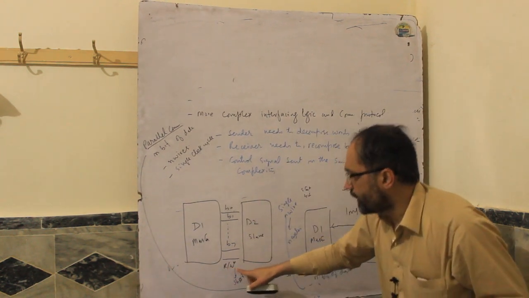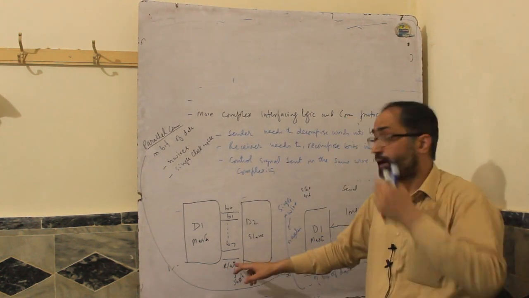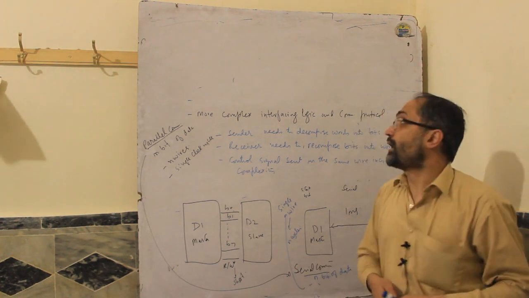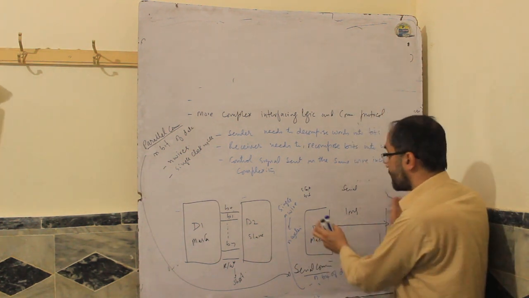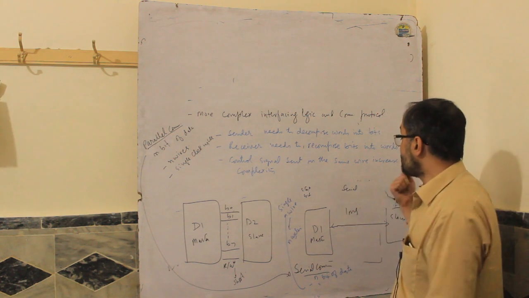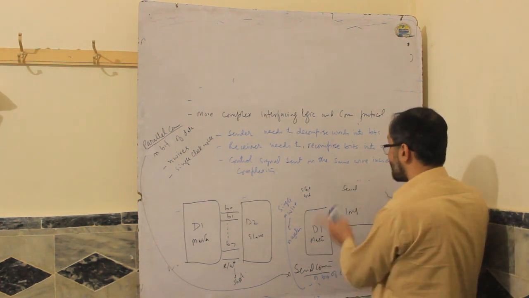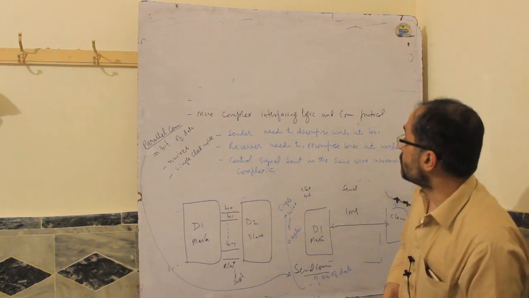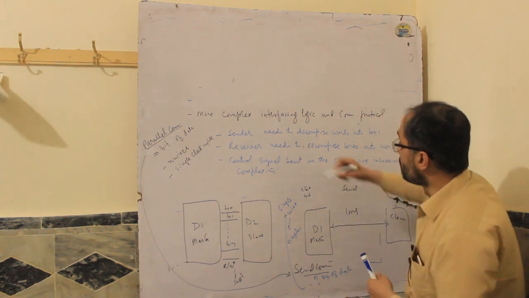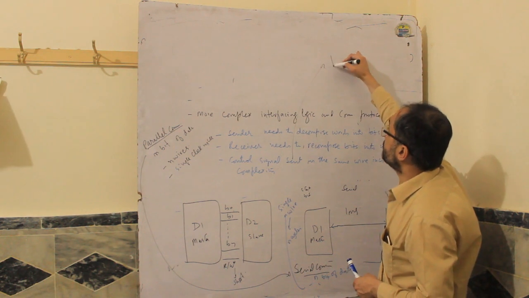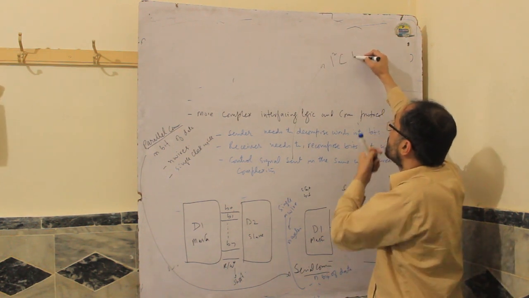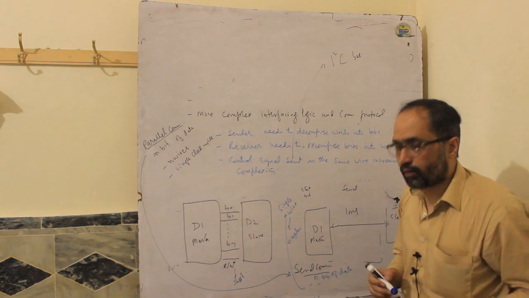So it means that if the read-write bar signal is 1, it's a read operation, and if read-write bar is 0, it means it's a write operation. But in serial communication, there is only a single wire. When there is a single wire, you also have to send the same control signal on the same wire. So in this case, the controller will become more complex. We will study this in our next lecture, which is called the I2C bus. So I will explain this later on.